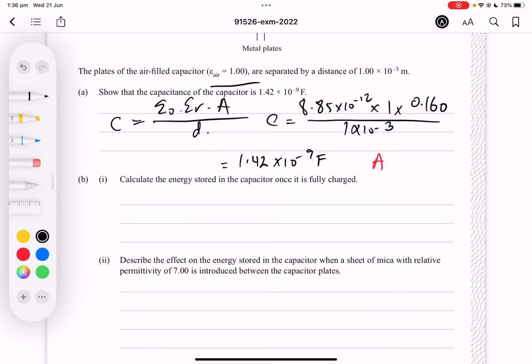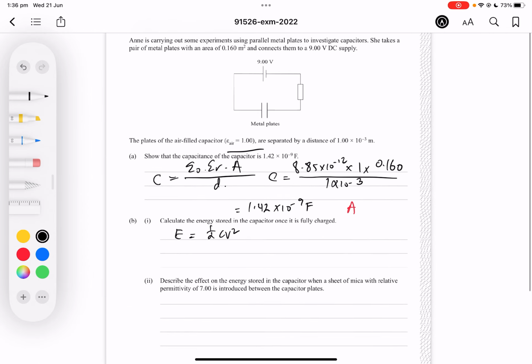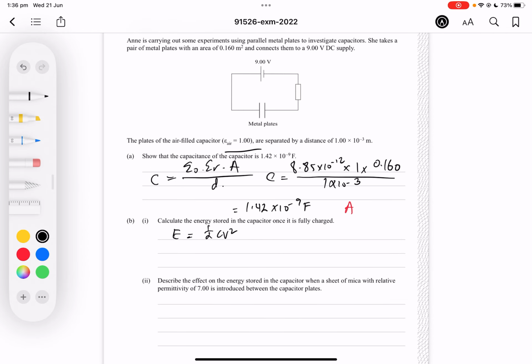Question B, calculate the energy stored in the capacitor once it's fully charged. So the energy stored in the capacitor is given by E equals half CV squared. Once the capacitor is fully charged, the pushing voltage of that capacitor is going to be equal to the initial source voltage. So overall, at that point, it's some sort of equilibrium that's achieved. So since it's in the opposite direction of the source, the pushing voltage, and it's the same size, no more charges can flow. So therefore, there's no charges flowing in the circuit.